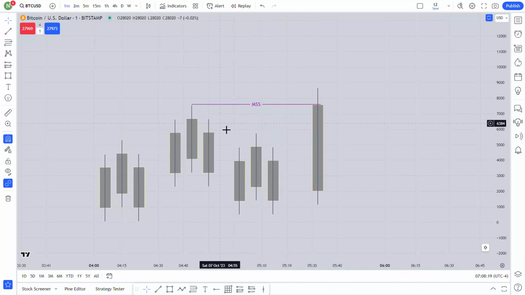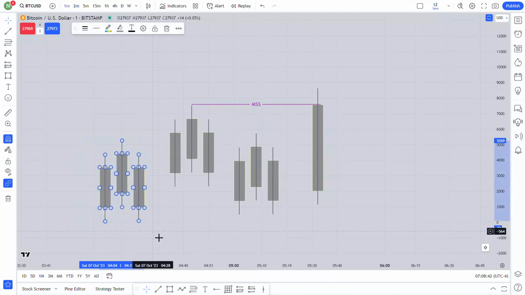If you would like to mark a swing high for your market structure shift, you have to mark a high which has a lower high on its left and a lower high on its right. Then it will be eligible for me for being a market structure shift. And I will show you another thing.